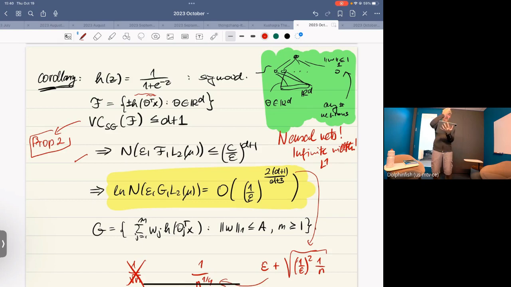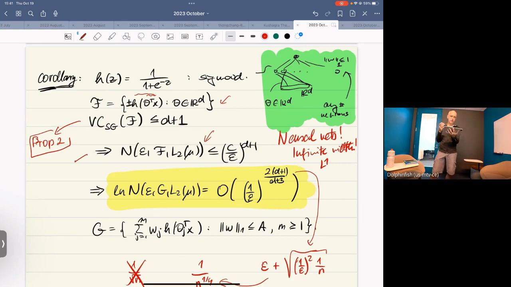So the VC subgraph dimension of these guys is at most d plus 1. And then the result that we were just considering, the part that we didn't consider, that was the LP part. That shows you that the metric entropy of this class here, the F class, is upper bounded by 1 over epsilon to the power of d plus 1. Oh, that's not the metric entropy, that's the covering number with respect to the L2.